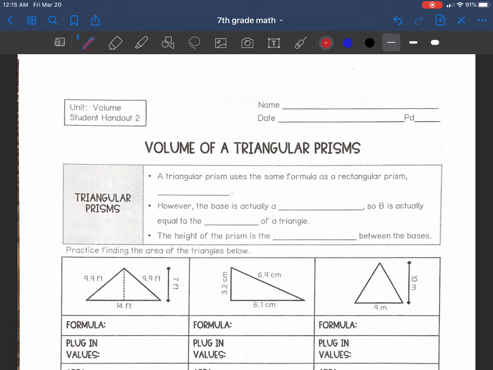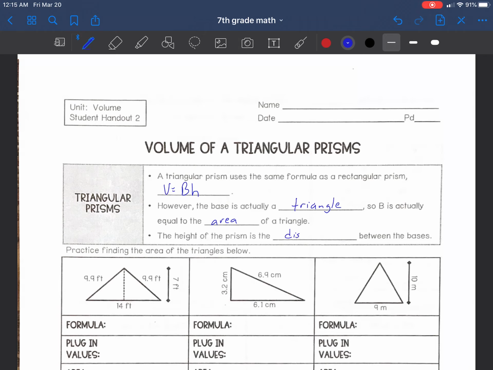Welcome guys to lesson number 2, volume of the triangular prisms. A triangular prism uses the same formula as a rectangular prism. If you remember, it was V, capital V, equals capital B times lowercase h. However, the base is actually a triangle. So B is actually equal to the area of a triangle. The height of the prism is the distance between the bases.